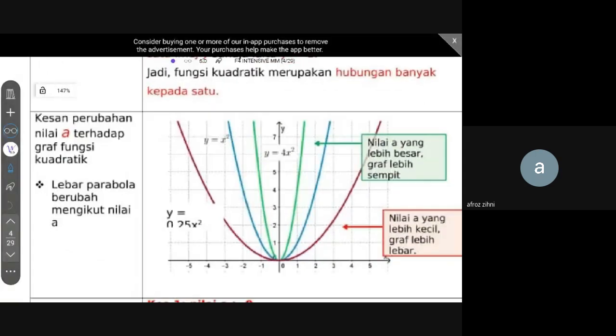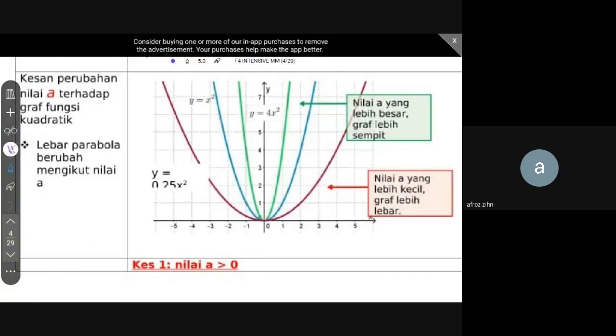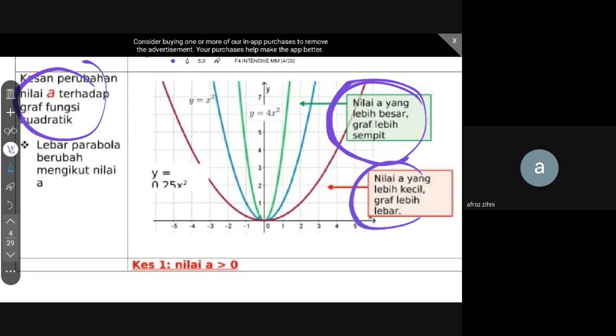Okay, now we talk about this part. Kesan nilai A. Okay, this one question also sometimes like to ask, macam mana nak tahu kesan nilai A kamu? The effect of changes of A value on your quadratic graph. Okay, so you see over here. Nilai A lebih besar, graph lebih sempit. Okay, when your A value is bigger, the graph will become narrower. If your A is smaller, your graph will become wider.